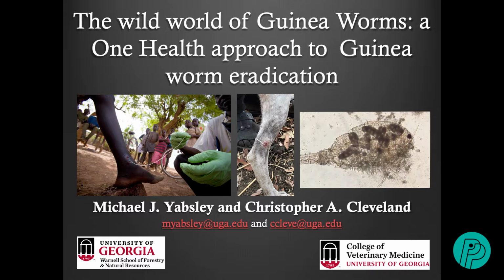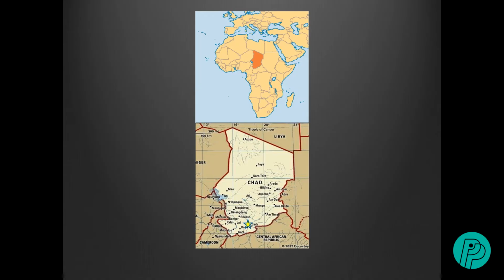And I'm honored to have been asked to speak to you guys today about some of the research that we've been doing here at UGA to understand the natural history of guinea worm and to assist with the guinea worm eradication program. So just to set the stage, primarily what we'll be talking about is some work that we've been doing in Chad, Africa, which is in north central Africa.